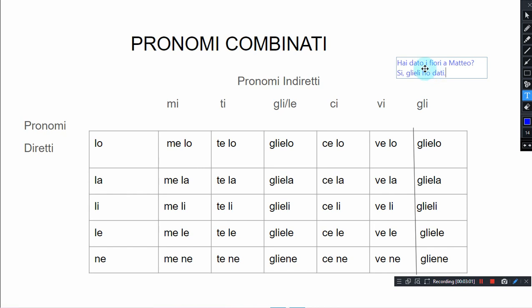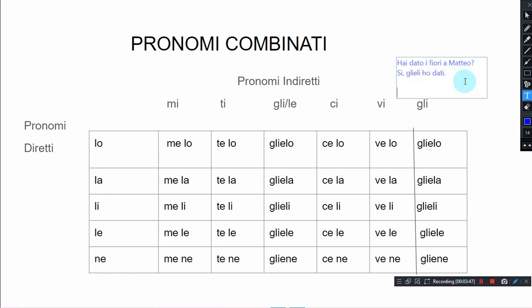Even though in this question, i fiori, which is the direct object, precedes the word a Matteo, which is the indirect object, when writing as a combined pronoun, we put the pronoun that substitutes Matteo in front of the pronoun that gets written instead of the word i fiori. So, glieli: a Matteo glie, i fiori li.